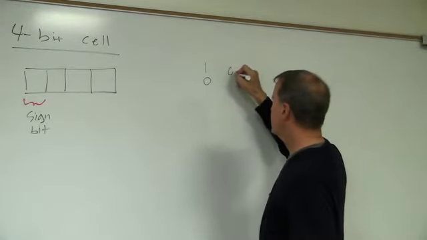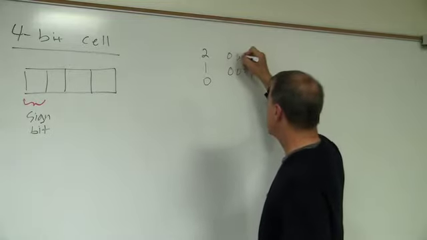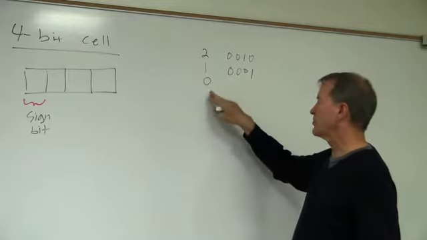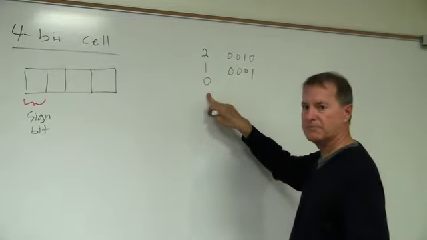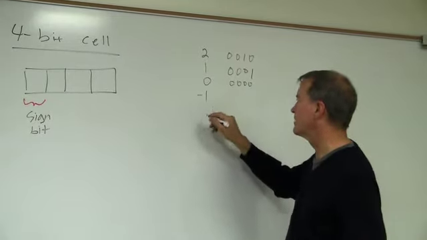0, 0, 0, 1. How would you store 2? 0, 0, 1, 0. Is everybody clear? Okay. Now let me ask you. Oh, and how would you store 0? 0, 0, 0, 0. Now how would you store -1?